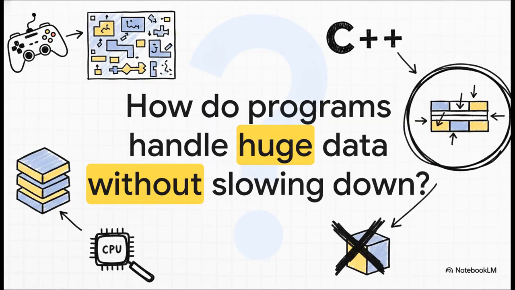You ever wonder about this? I mean, think about a massive video game level loading up, or a program sifting through millions of data points. If the computer had to make a brand new copy of all that data every single time some little piece of code needed to look at it, everything would just grind to a halt. So what's the secret sauce?